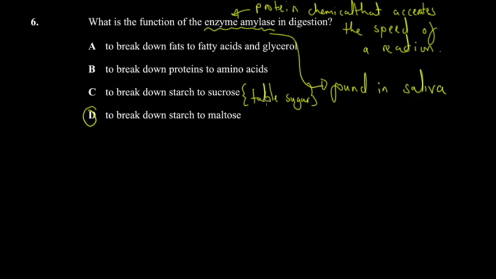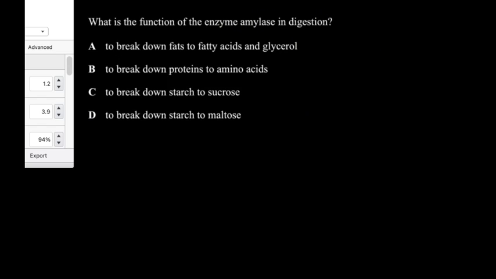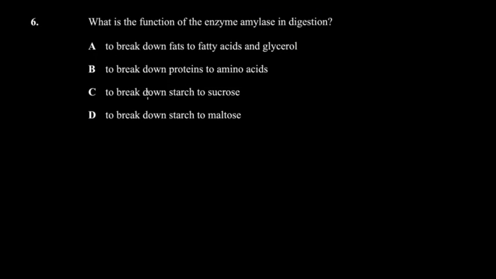So starch is obviously a macromolecule. It means it's big. But the enzyme cuts down starch, which is a macromolecule, to maltose, which is smaller. So we said to break down starch to maltose. It's not this one. This one is table sugar. So let's move over to the next part, which is question 7.